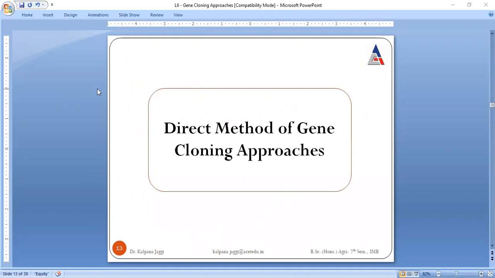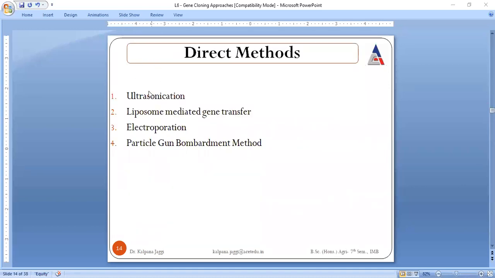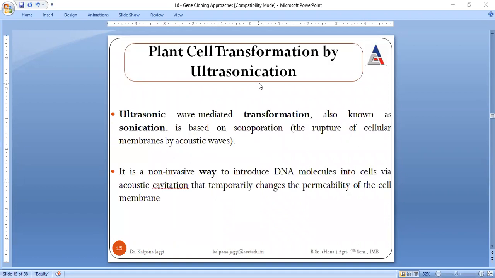So this was all about the indirect method of gene transfer. Now we will be talking about the direct methods, where we don't require any mediator. Directly it is to be transferred, right? So here we will be discussing four methods. Very first is ultrasonication, then liposome mediated transfer, electroporation, and particle gun bombardment method. Very first is the ultrasonication.